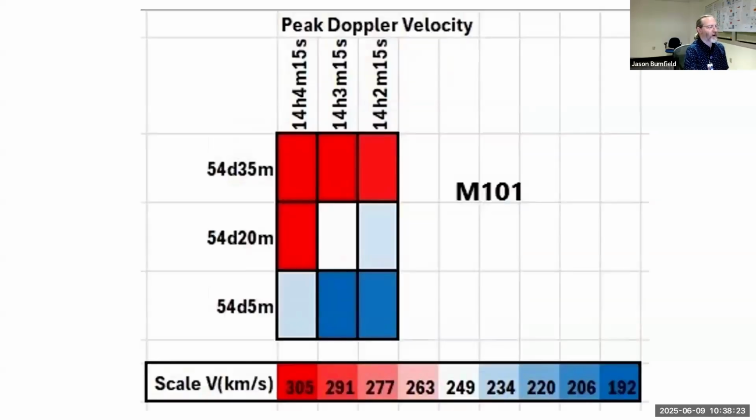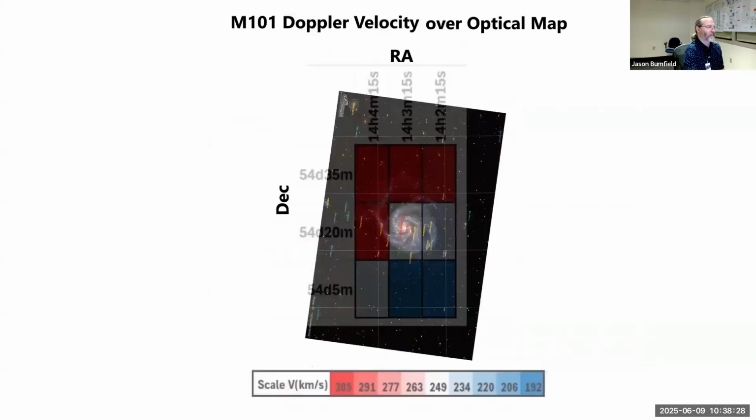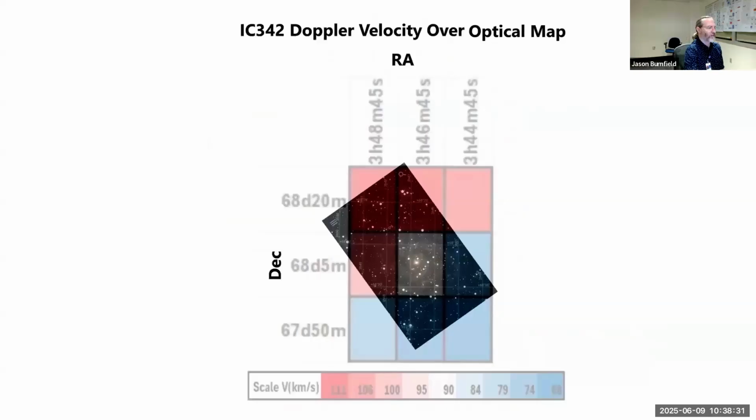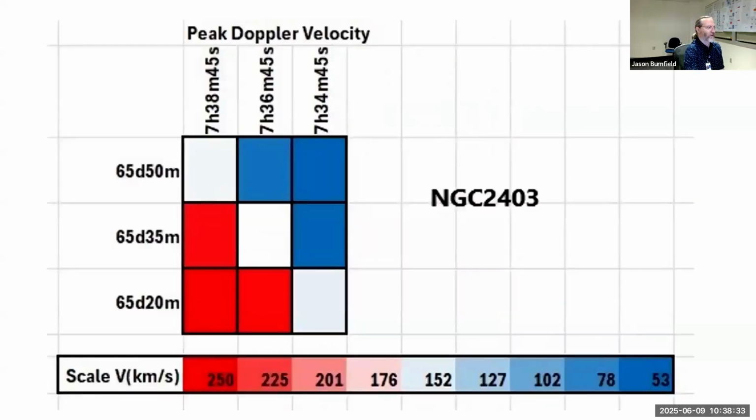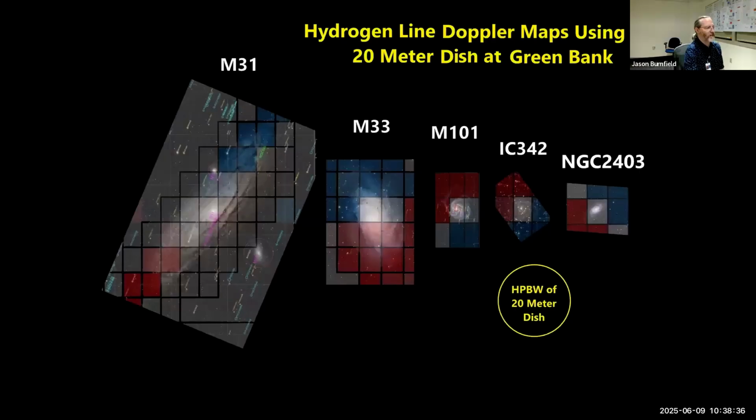And then I decided to work my way down the list. Did M101 next, IC342, NGC 2403. So these were early tests. This was kind of an early to-scale picture of all of them, oriented with right ascension as a horizontal axis and declination as a vertical axis. And these are all to scale.